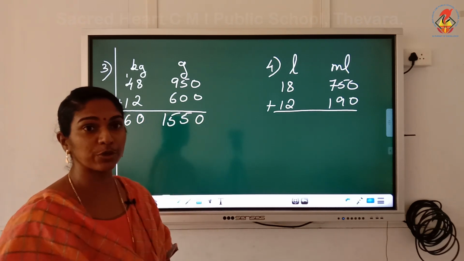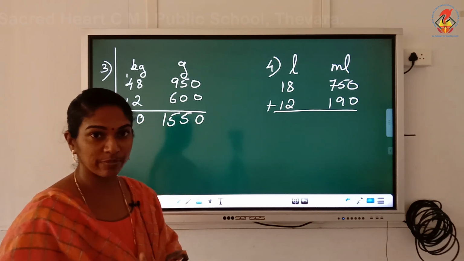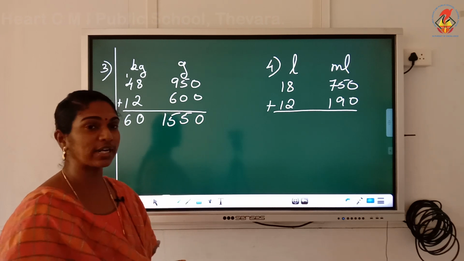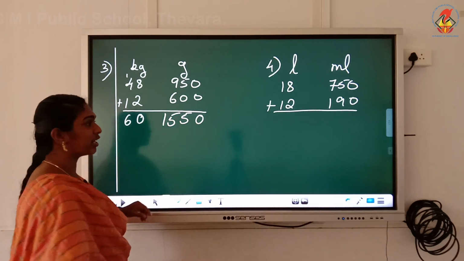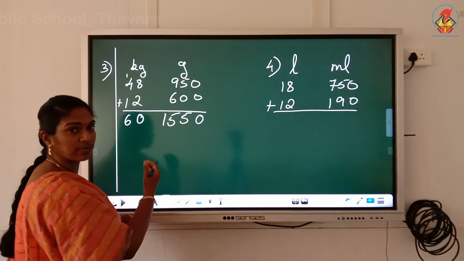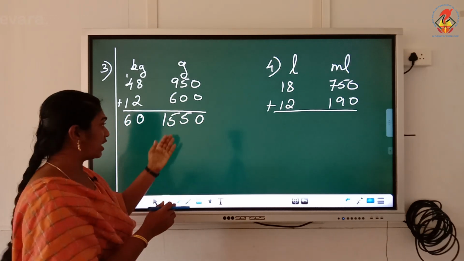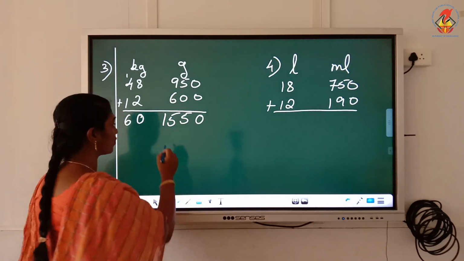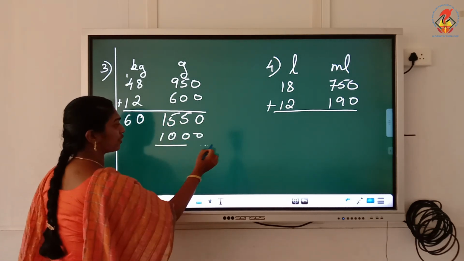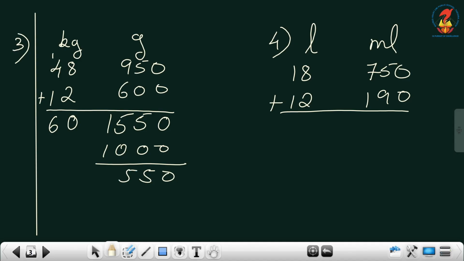Children, we know 1000 gram is equal to 1 kilogram, right? So what I can do over here? I can take away 1000 from this. When I take 1000 from this, what is the balance over there? See, I am taking away 1000. What will I get balance? I get 550.